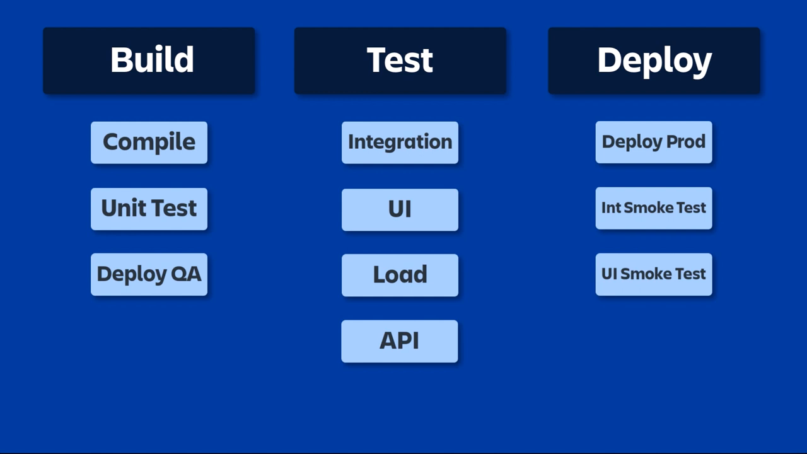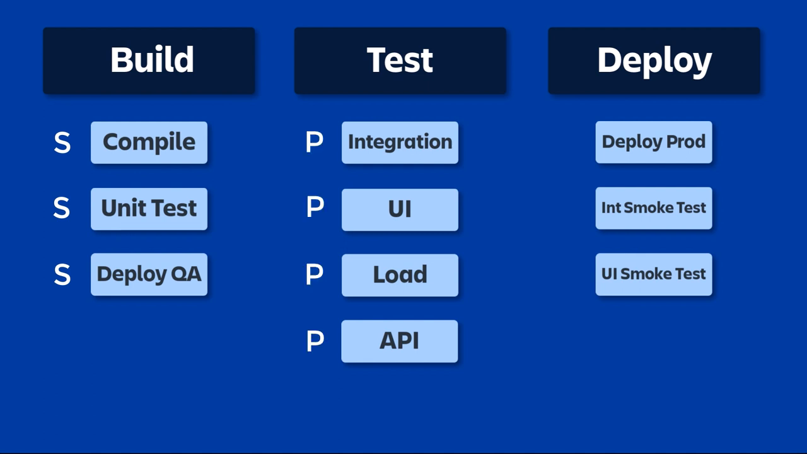Our initial build tasks are all sequential tasks. Unit tests can't occur until the code has been compiled, and it can't be deployed to the QA server until both of those tasks are complete. So these tasks are sequential. What about our testing tasks? Do my UI tests have to be completed before my API tests are executed? No. In fact, none of my tests rely upon other testing tasks being completed. That means my testing tasks can be executed in parallel.